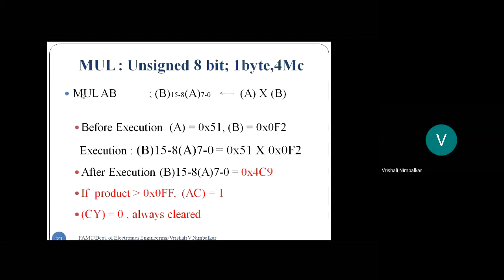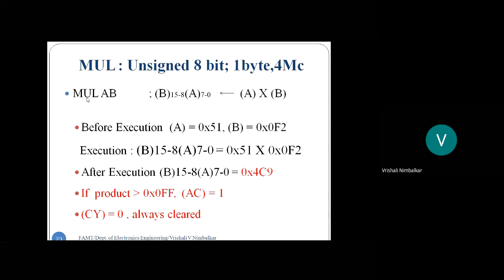Right? How is the format? MUL AB, compulsory. It is one number in accumulator, second number in B register. So it is an unsigned 8-bit multiplication. 1 byte and 4 machine cycles to execute. So that's the longest time taken by an instruction. Right? Execution is 4 machine cycles. 1 machine cycle is 12 clock pulses. 12 into 4, 48. So 48 clock pulses are required to execute the multiply instruction.